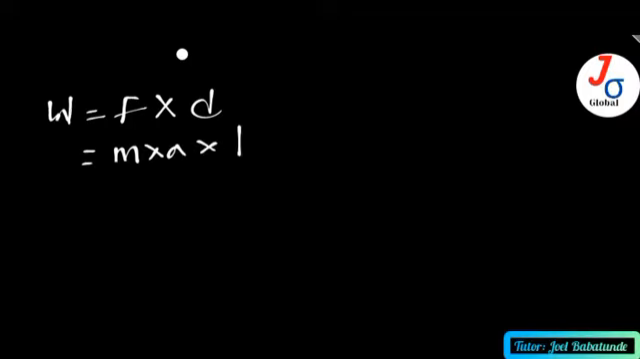Alright, so welcome to this video lesson. Today we're going to be looking at work done in a force field, and the force field we're actually talking about is the Earth's gravitational field. Remember that work done is equal to force multiplied by distance. Good. And remember that force is mass times acceleration, multiplied by d.